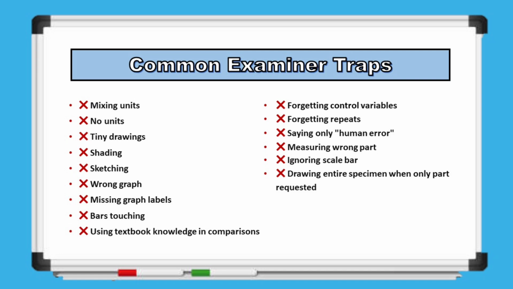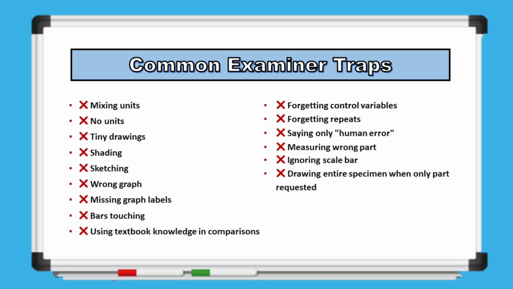Make sure you choose the correct graph, label every axis properly, and remember the bars should only touch in a histogram, not in a bar chart. During image comparison questions, compare only what you can actually see and never use outside biological knowledge. In planning questions, do not forget your control variables or the need to repeat the experiment. Instead of writing only "human error" as an improvement, suggest specific improvements.